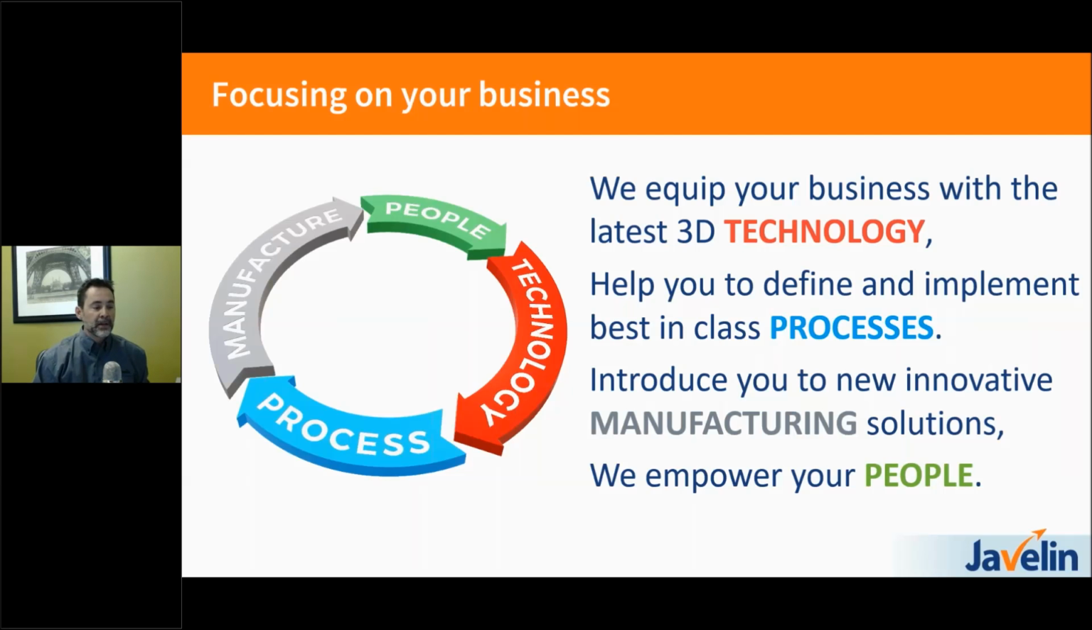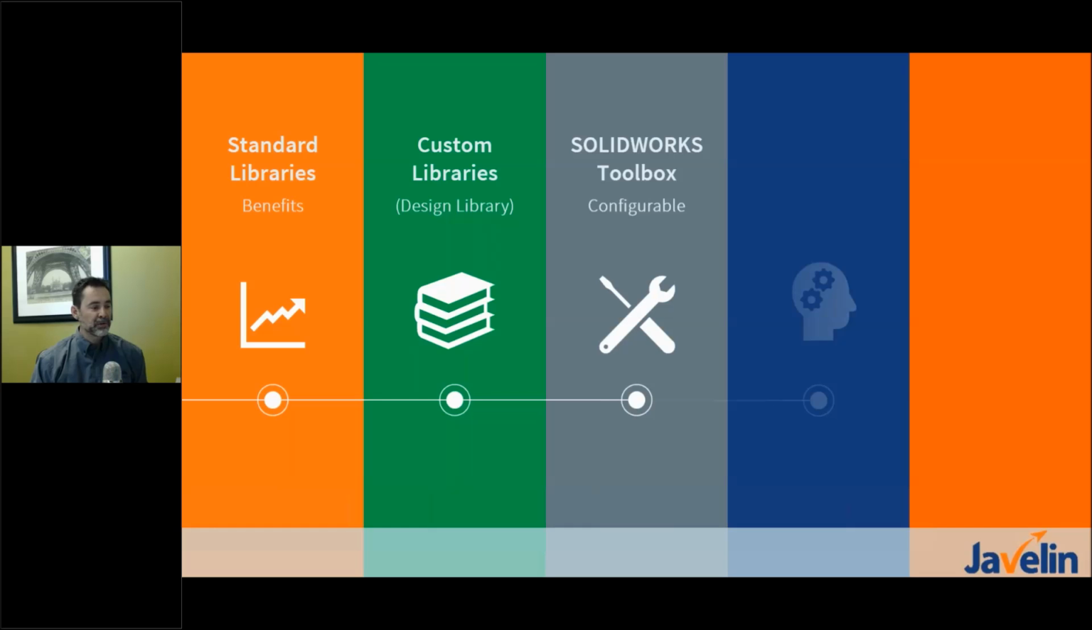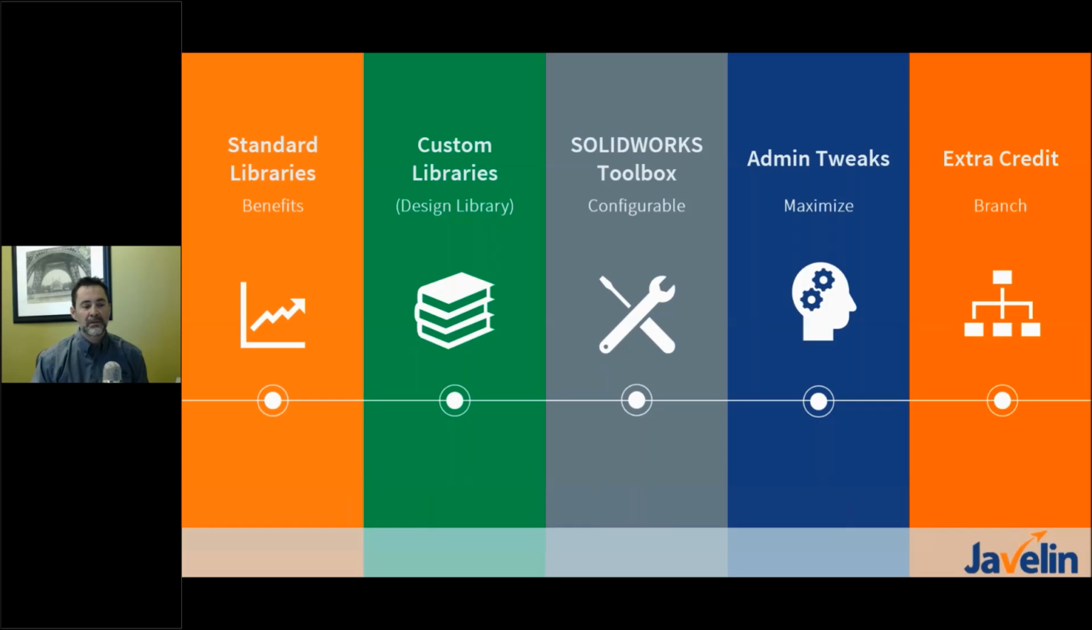So with that, today's session, we're going to cover these topics. We're going to start with standard libraries, just the benefits of having standards. Some of you should already know this, but let's cover those off quickly. Then we'll go into how you set up, more specifically inside PDM, good custom libraries. One of the default ones that come with SOLIDWORKS is Design Library, so maybe we'll focus a bit on that one. Also, today we're going to talk about the SOLIDWORKS Toolbox.